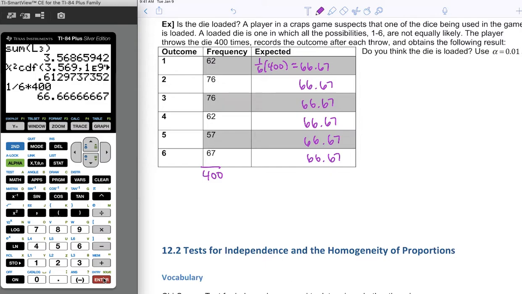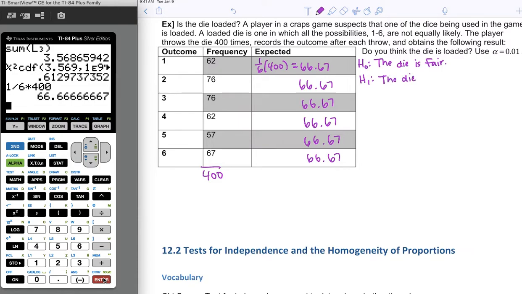Okay, so before we turn to the calculator, let's go ahead and write out our hypotheses. So H0 would be that the die does follow the expected distribution, which of course would be that the outcomes are equally likely, meaning the die is fair. And then of course comes his suspicion. The outcomes are not equally likely, or you could say the die is loaded.